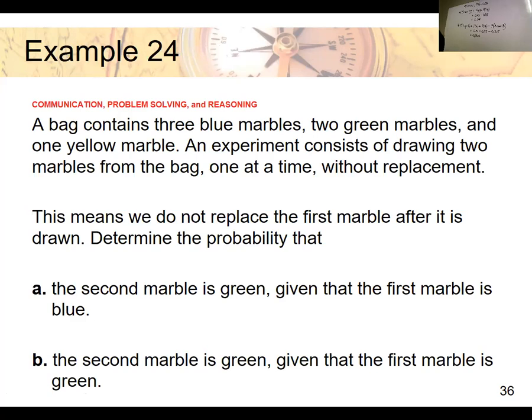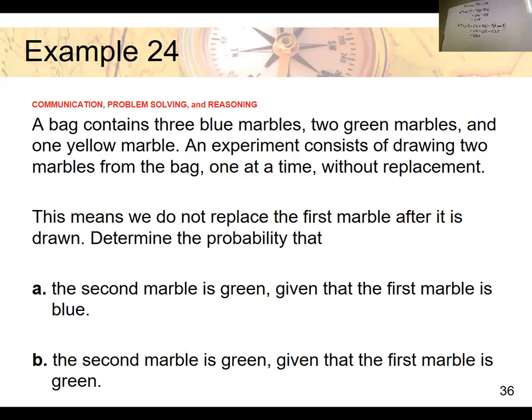So let's say we have a bag containing 3 blue marbles, 2 green marbles, and 1 yellow marble. The experiment consists of drawing 2 marbles from the bag, one at a time without replacement. That means we don't replace the first marble after it is drawn. We want the probability that the second marble is green, given that the first marble is blue, and then part B, the second marble is green, given that the first marble is green.